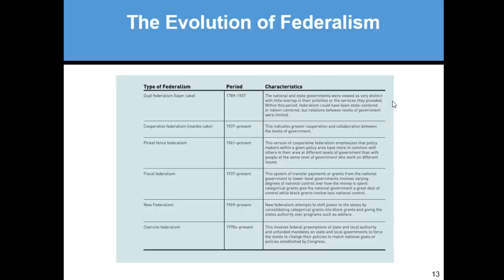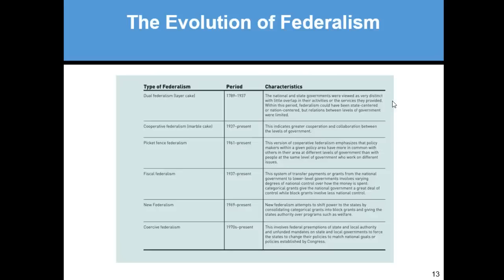Fiscal federalism is a system of transfer of payments or grants from the national government to a lower level government involving various degrees of national control over how the money is spent. We have categorical grants that give the national government a lot of control, and block grants that give the states more control. And we've seen the use of categorical grants and block grants and revenue sharing, and we'll talk about all three of those.